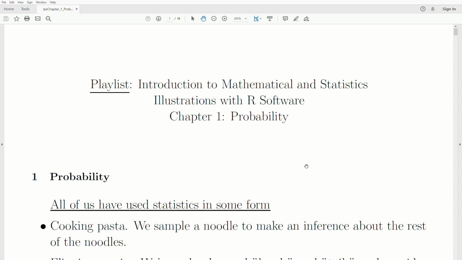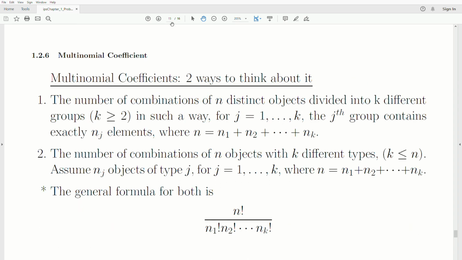Hello, this is the next video in a playlist that I'm calling Introduction to Mathematical Statistics. And we're in chapter 1 part of this playlist, which I'm calling Probability. And let's jump to today's topic, which is the multinomial coefficient. Now, this is part of the section Counting Methods.